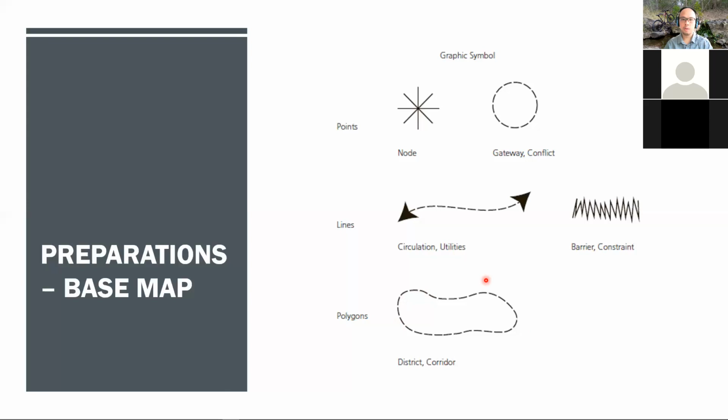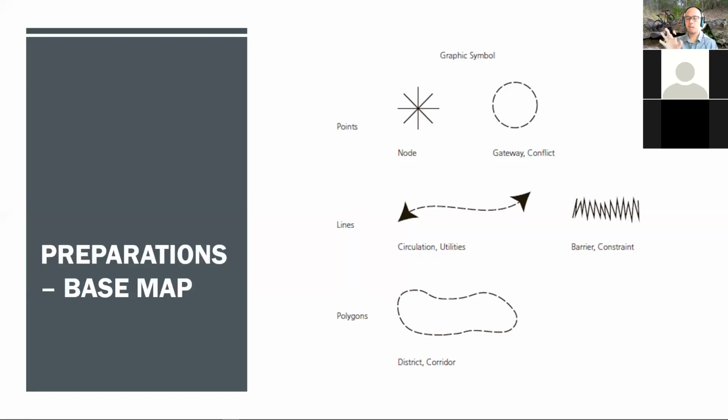You can still use these graphical symbols even if you're not conducting a direct site survey. If you're conducting an indirect or a remote site survey, then you can still use these graphical symbols and scribble these digitally onto your map.